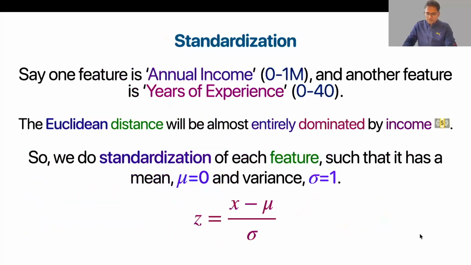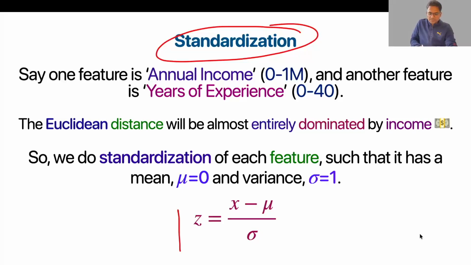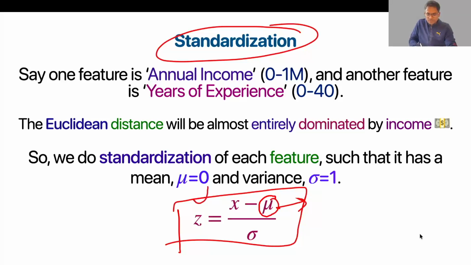Let's continue. So what is standardization? We have seen this in data pre-processing also. Standardization simply means mean centered and variance scaled. You are centering the mean to 0 and scaling the variance so that the variance becomes 1. You divide by the variance, so the variance is scaled down to 1, and you subtract the mean from each data point so that your mean comes back to 0. So this is standardization.